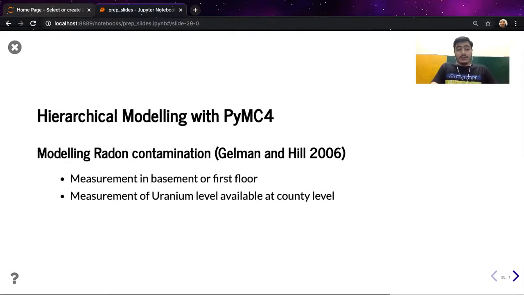Now it will be good to discuss hierarchical modeling as an example of variational inference in PyMC4. We are considering modeling the radon levels for a particular state, Minnesota. There are two pieces of prior information given to us. One is the measurement either in the basement or the first floor for that particular house, and we are also given the measurement of uranium level, which we can make use of at a particular county level.